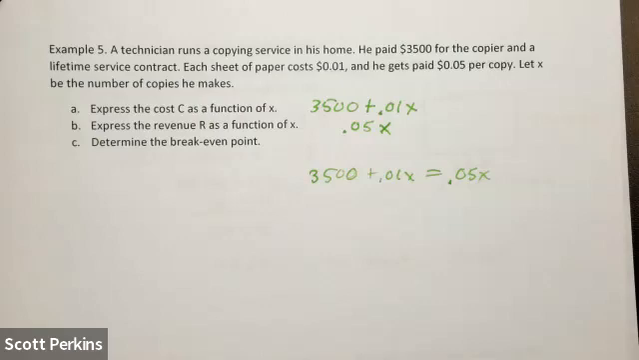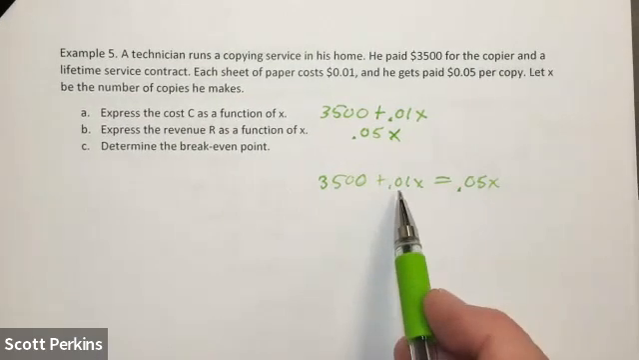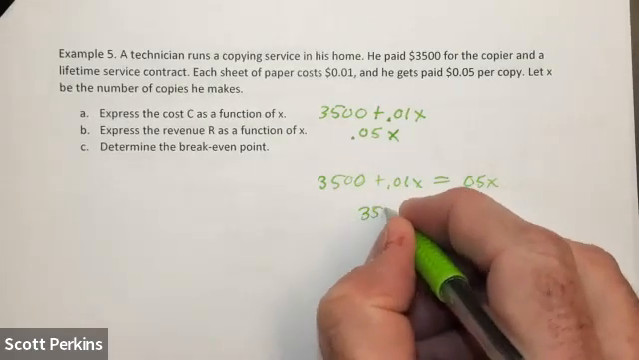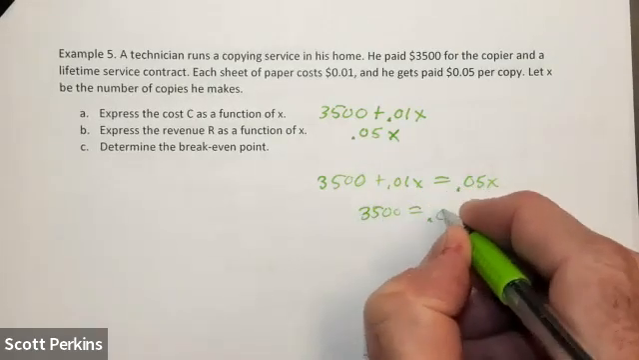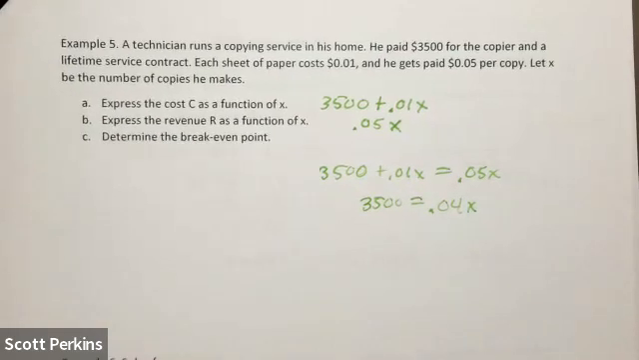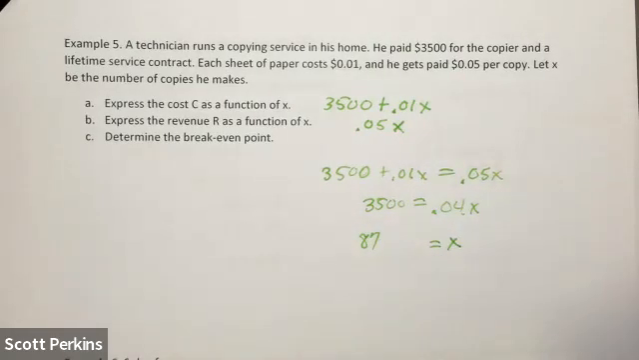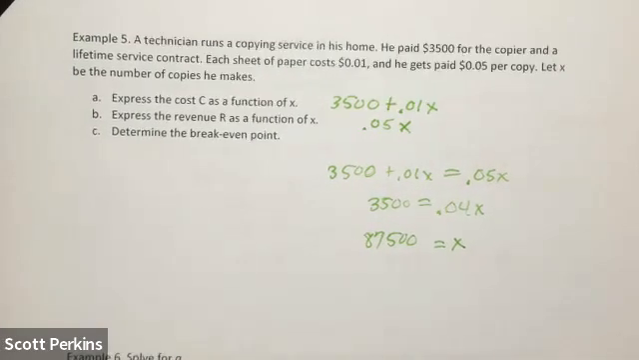Okay, so what I'm going to do here is I'm going to just put the 0.01x over onto the right by subtracting. So I get 3,500 is equal to 0.04x. I'm going to divide both sides by the 0.04. And when I do that, we get that X is equal to 87,500. That's a lot of copies, but it doesn't take too long.